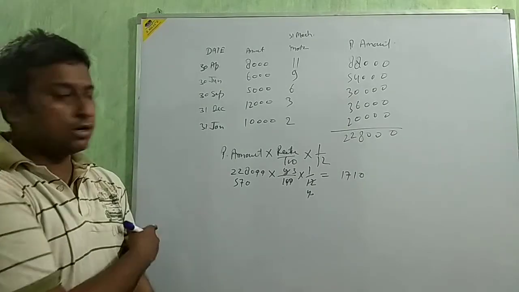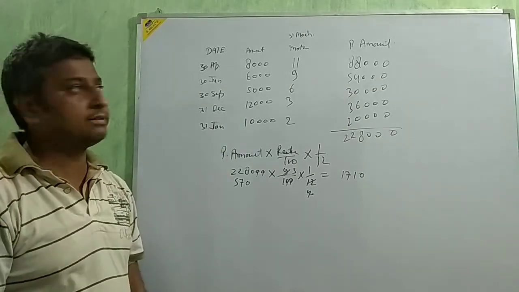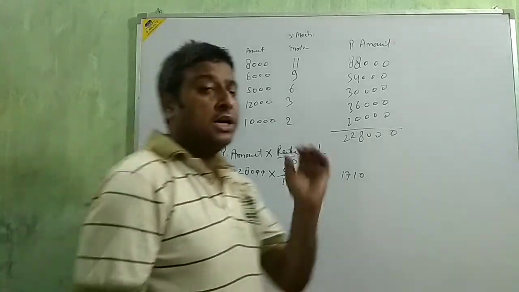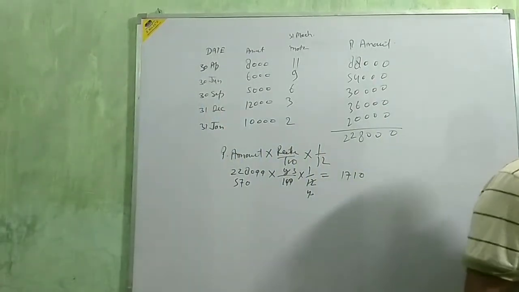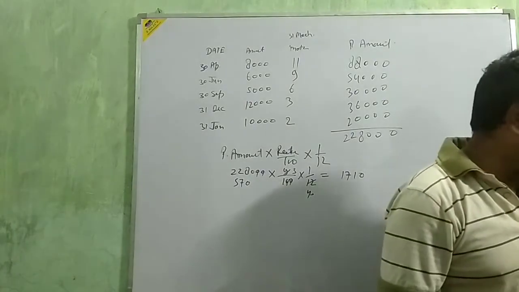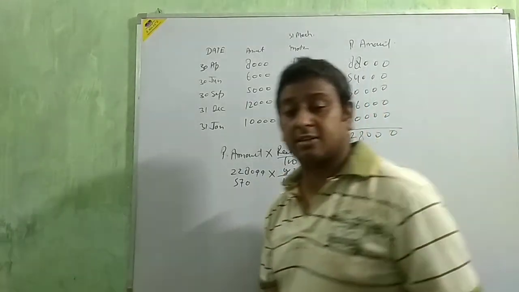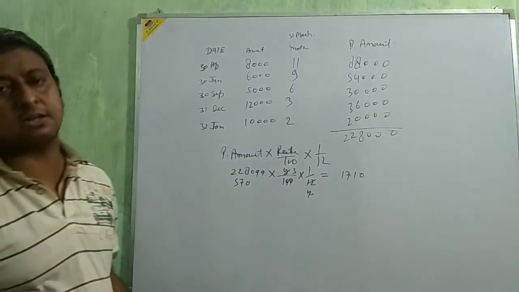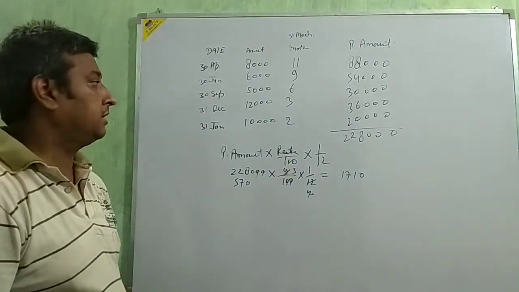17, 10. Okay? In this way we are going to solve the question if the drawing is irregular, not regular. Okay, beta? If drawing is not regular, then we are utilizing this method that is called the product method. It's called the product method. Okay?